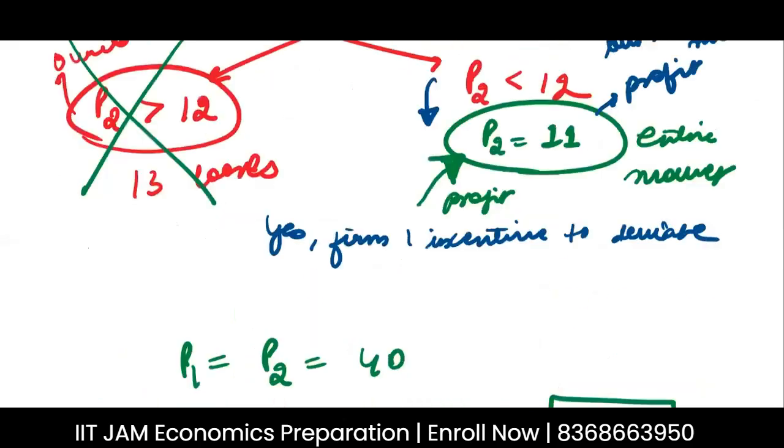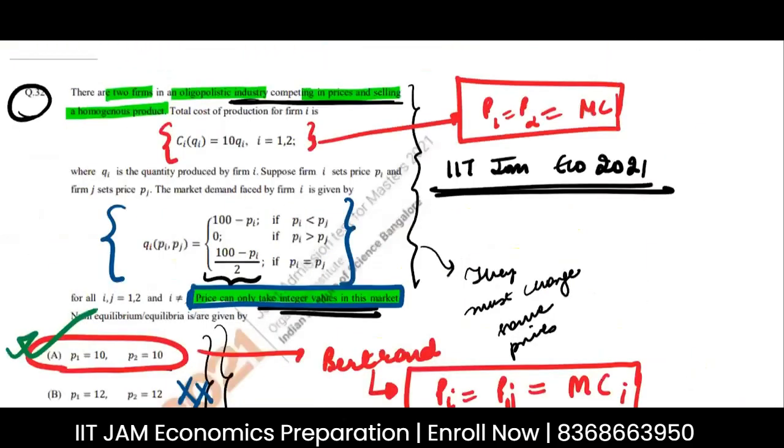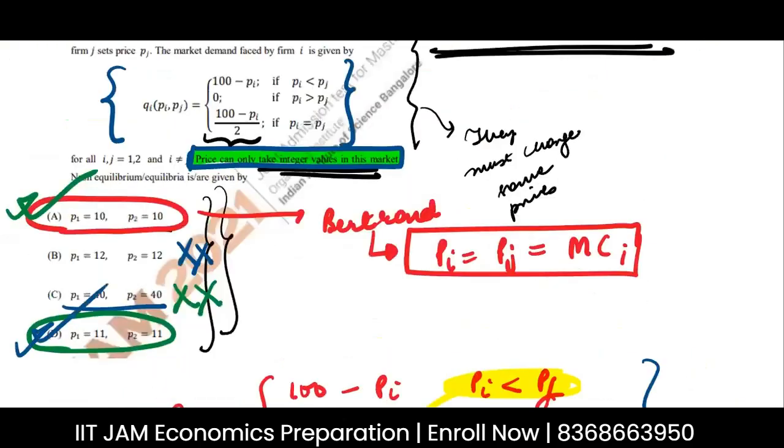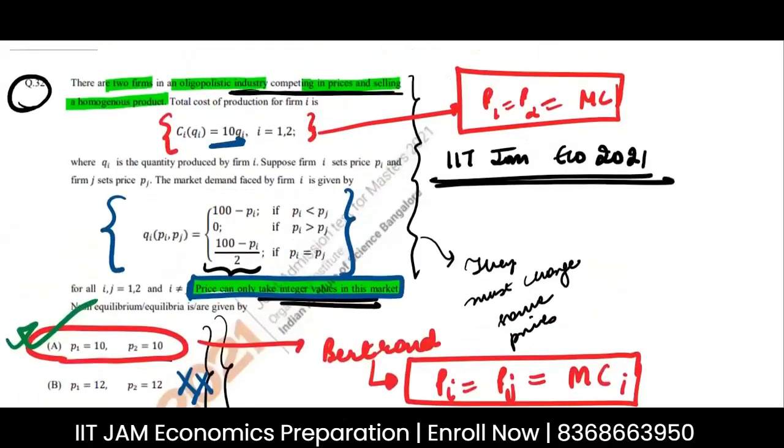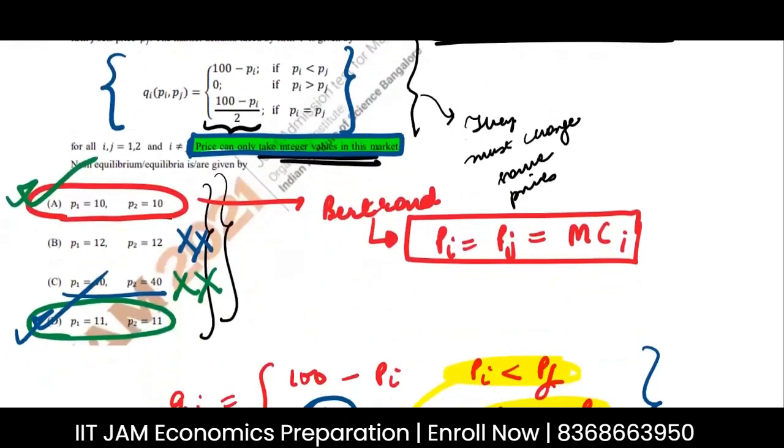So what have we got? The answer to this is A and D. Both marginal cost and marginal cost plus 1 are in fact Nash equilibria in this economy.